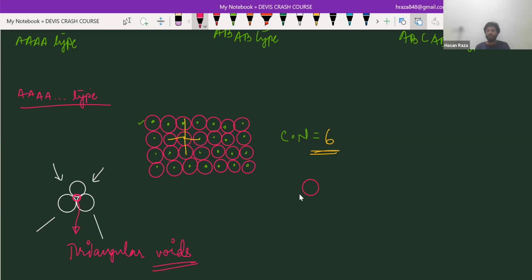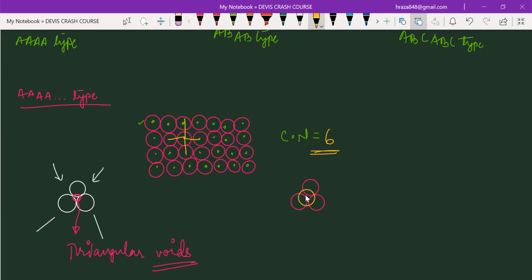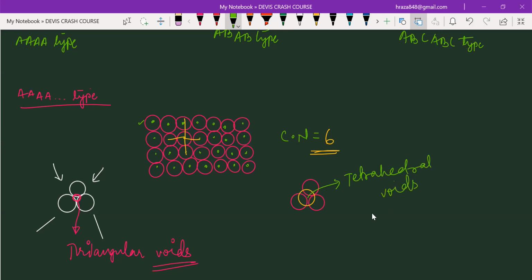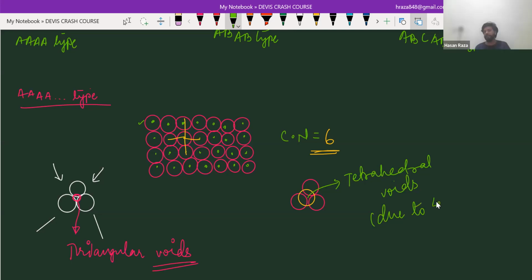Basically, if you have this ball and this ball, you know that there will be a void. Since it is in 3D, there will be a ball at the bottom of these, like this. In between, these 3 balls will sit on a single ball at the bottom. So basically there will also be a void, which is the tetrahedral void, due to 4 spherical balls or atoms.